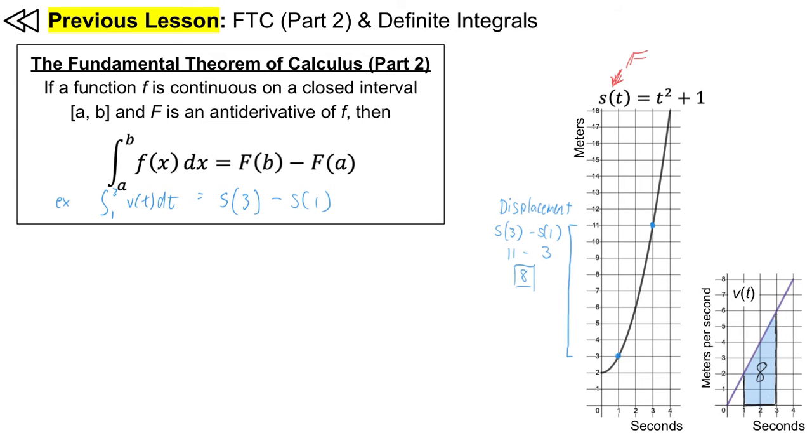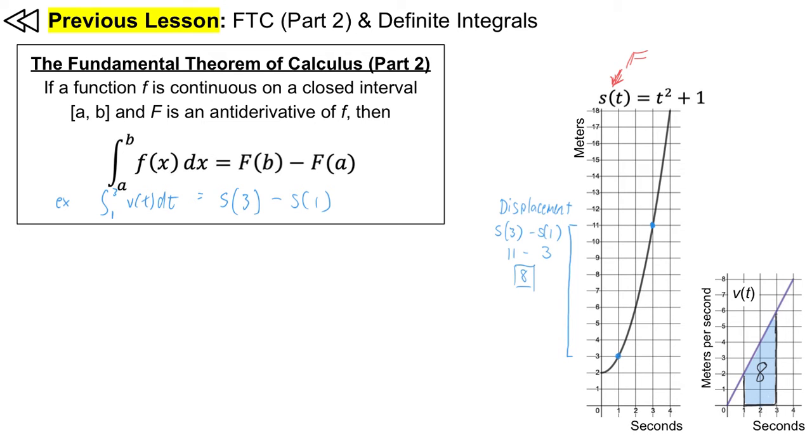So let's take a moment and look at a previous lesson. In that lesson, we were asked to find the displacement of some runner that runs along this path at a position function of t squared plus 1 from time 1 to 3. And so we can see that the displacement is just the final position minus the initial position of 11 minus 3, which gives us a difference of 8 meters.